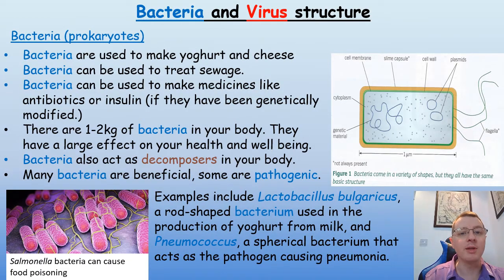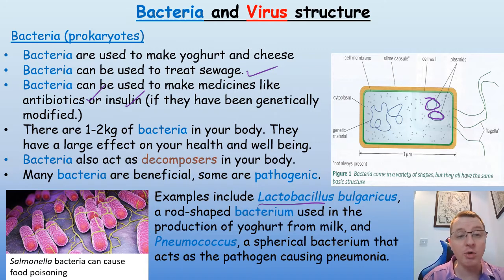So let's look at these bacteria and how they can actually be useful for us. As we've already mentioned, some bacteria can be used to make yogurt and cheese from milk. Other bacteria can be used to treat sewage. Bacteria can be used to make medicines like antibiotics or insulin if they have been genetically modified, and that would involve inserting a gene into the plasmids that would allow the bacteria to make these antibiotics or insulin.